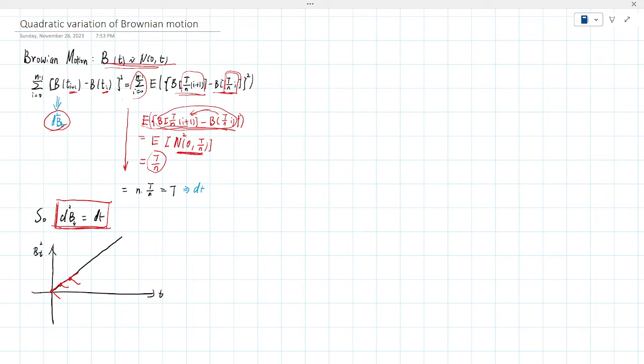Since we're going to sum over n times, so n multiplied by t over n. Thus, we have t. We have dBt squared equals dt.